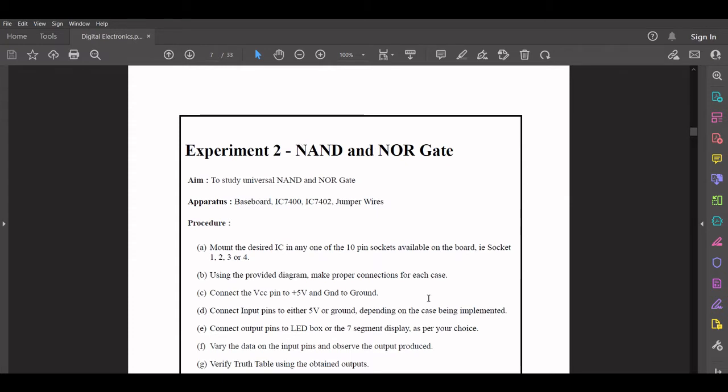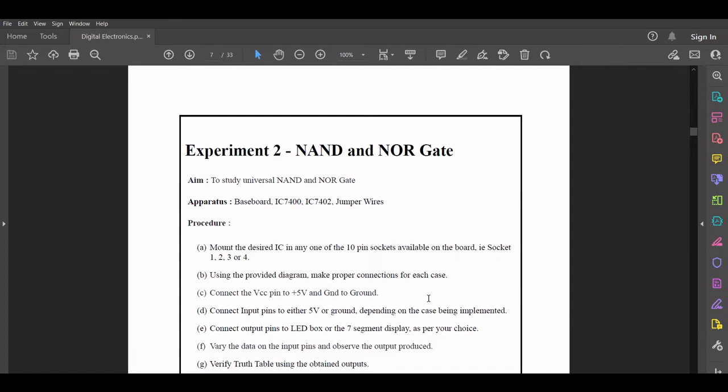In this video, we'll start with the second experiment of digital circuits, that is the use of NAND and NOR gates. The aim of this experiment is to study the universal NAND and NOR gates. The reason the NAND and NOR gates are called universal gates is because we can use a combination of these gates to create any of the other logic gates that exist out there.